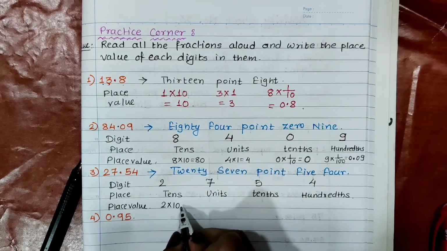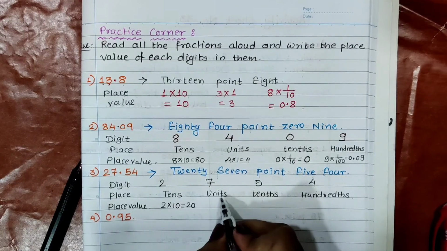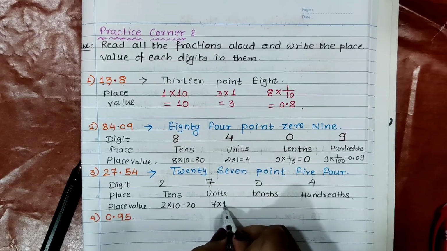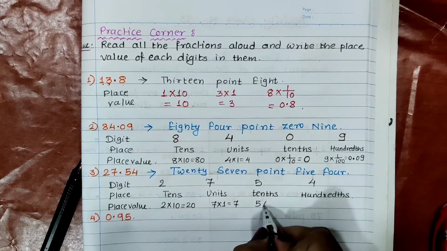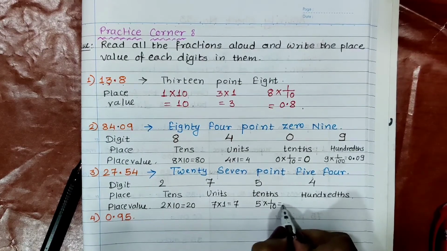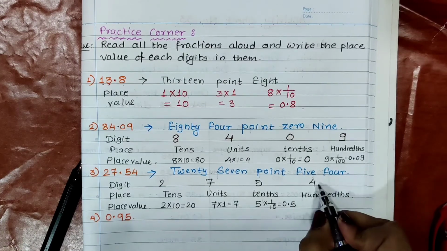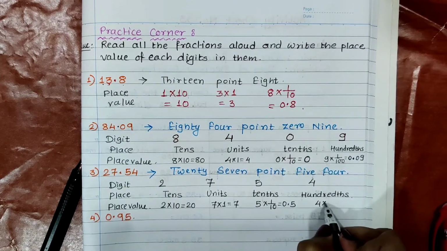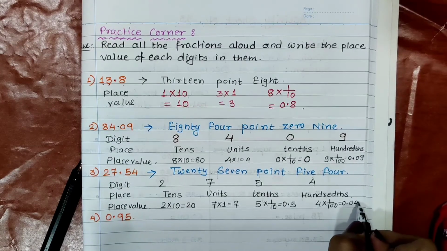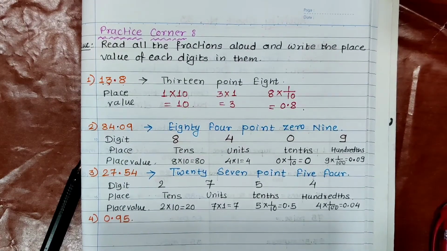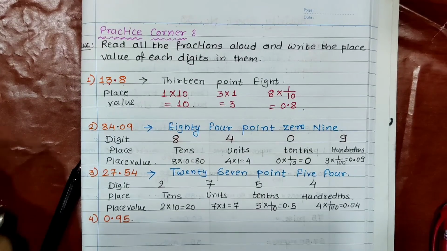Then we write place value, 2 into 10. 2 tens means 2 into 10 is 20. 7 units, that means 7 into 1 is 7. 5 tenths means 5 multiplied by 1 upon 10, answer is 0.5. 4 hundredths, that means 4 multiplied by 1 upon 100, answer is 0.04. Okay, in this way we have to keep on writing all these answers.